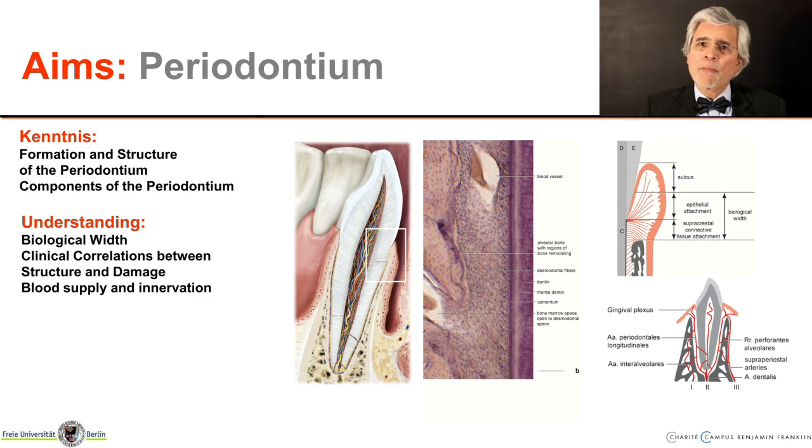The term biological width has a special significance for working on patients, which we will of course go into in more detail in this lecture, and by the end of this lecture you should be well prepared to understand the clinical relationships between the structure of the periodontium and its possible damage when you read the relevant specialist literature.